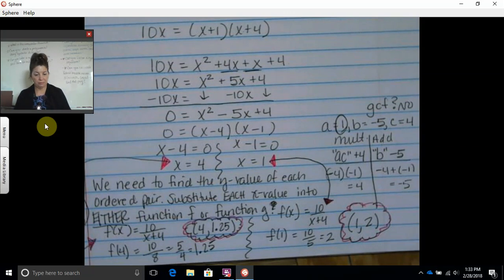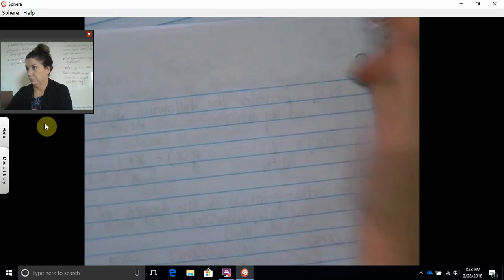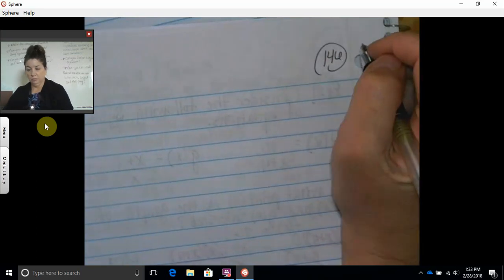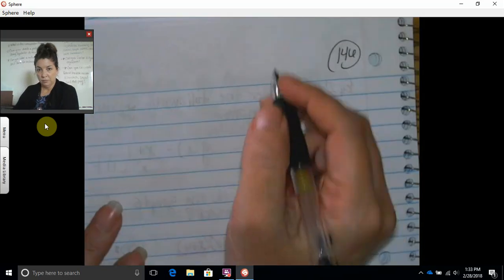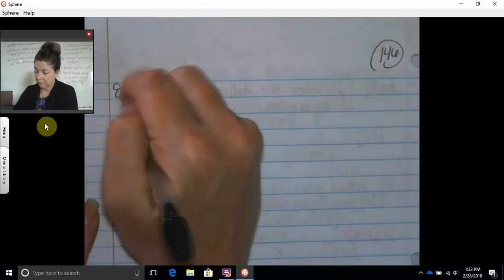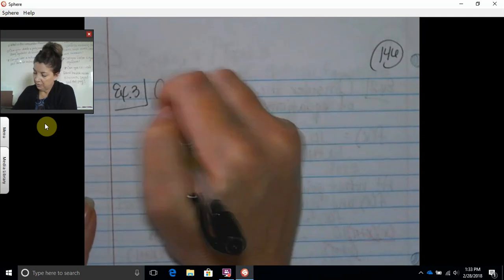Coolio? One more. Page 146. Example 3. Consider the following system of rational equations.